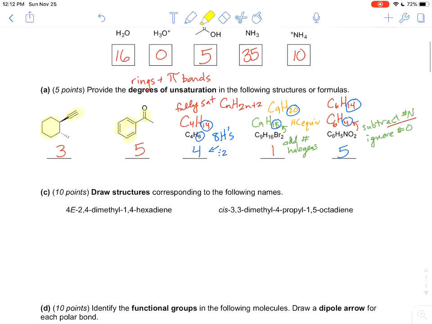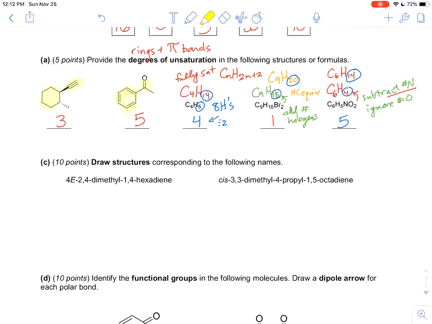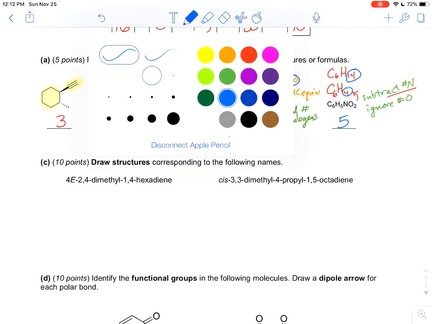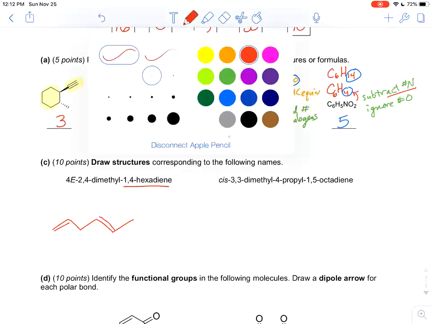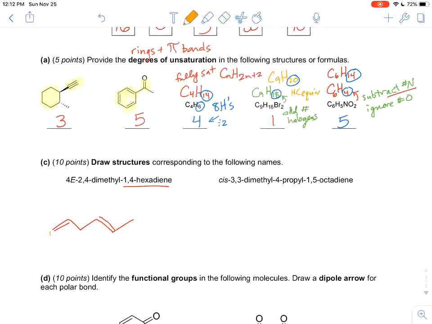In part C, there are 2 different compounds here, 2 different names. We'll start by drawing the parent, 1,4-hexadiene. That's going to be 1, 2, 3, 4, 5, 6 carbons with a double bond that starts on 1, and another double bond that starts on 4. And you're never too cool to number your carbons, 3, 4, 5, and 6. So let's add in the rest of the stuff.